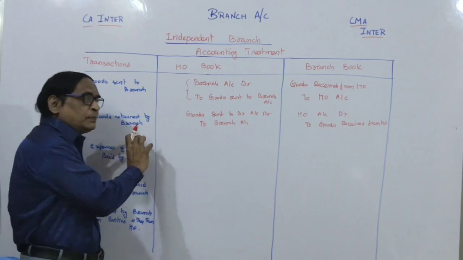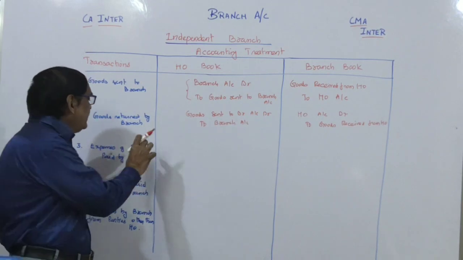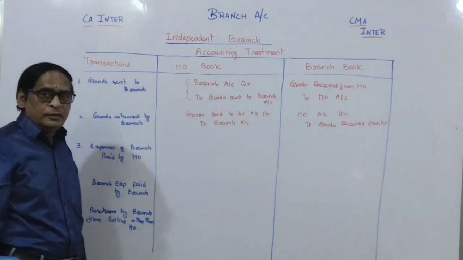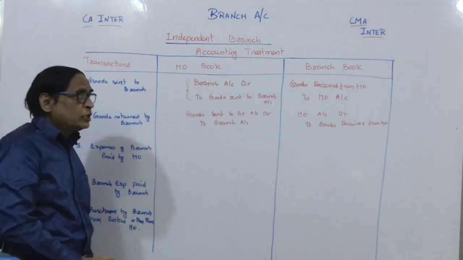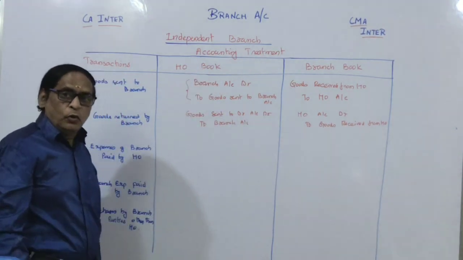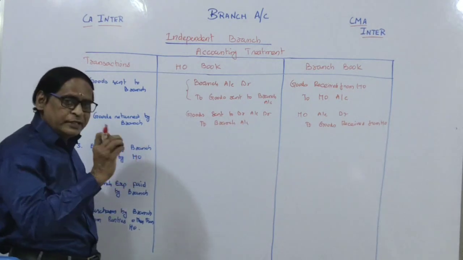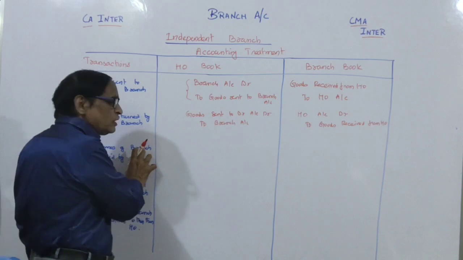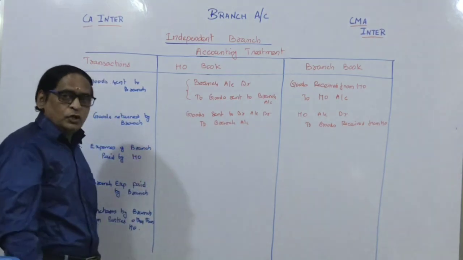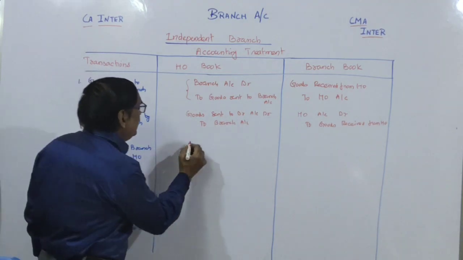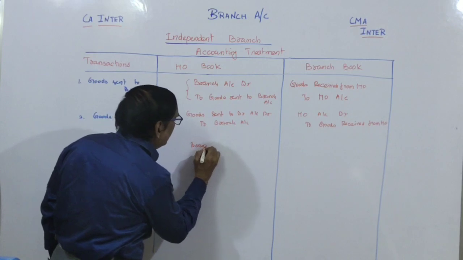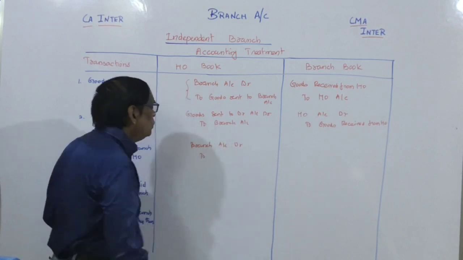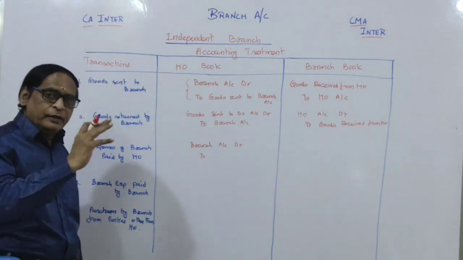And then expenses of branch paid by head office. So the expenses belong to the branch, but it has been paid by the head office. So we have to debit the branch account in head office books. Only for branch. Actually, this is the branch expenses. So for branch expenses, the expenses were paid by head office. So what will be the journal entry? Branch account debtor to, here what is going?